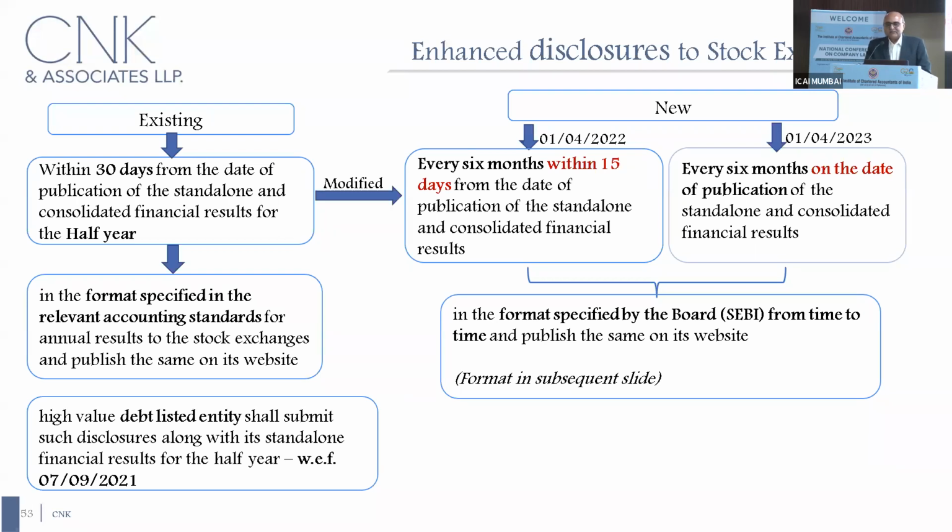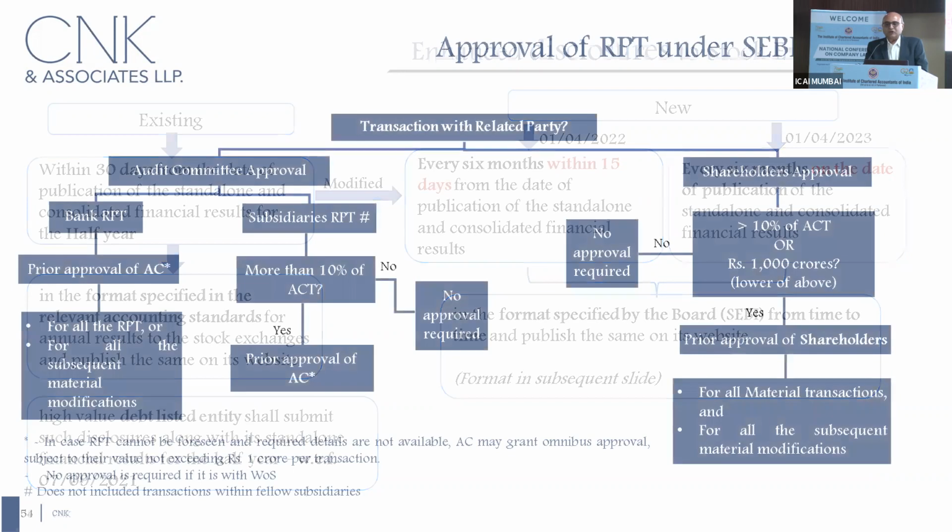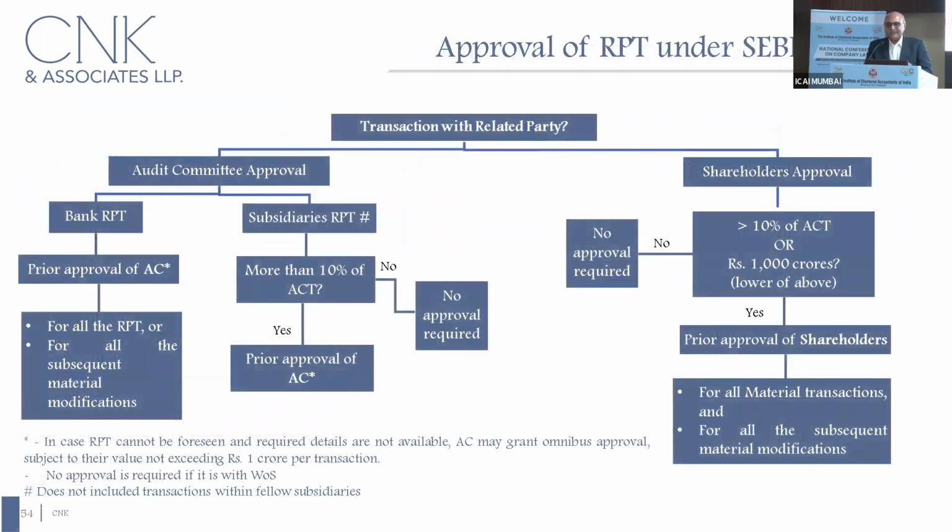To the stock exchange, earlier it was within 30 days. Now it says every 6 months within 15 days from the date of publication, and from April 23, every 6 months on the date of publication. So the date I publish my results, same day the list of related party transactions has to go to the stock exchange. And the format is very, very stringent. If you see the format which is there, I think it's there somewhere in the annexure, but that format is very stringent where a lot of transactions do get captured.